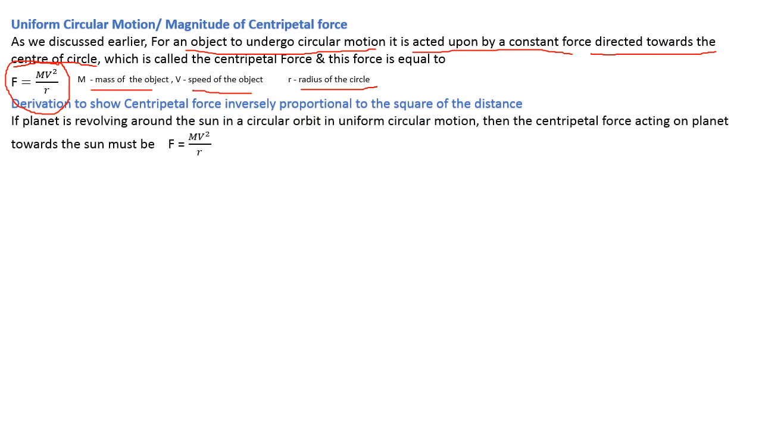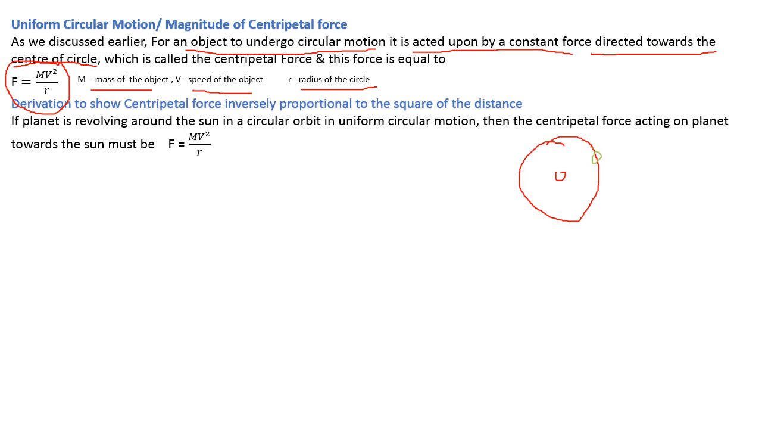If a planet is revolving around the sun in a circular orbit in uniform circular motion, then the centripetal force acting on the planet towards the sun must be F equals mv square upon r. Okay, so now suppose you are going to consider this circular path. Here you are going to have a sun, and suppose the object is here.